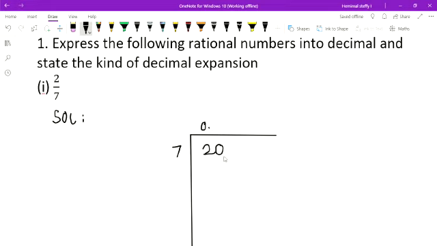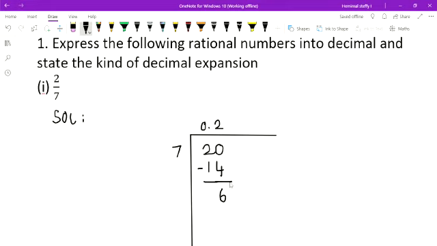We can add 1 0 with the number, 20. How many times does 7 come in 20? 2 times. 2 sevens are 14. Subtract the two numbers. We get the answer, 20 minus 14, we get 6.